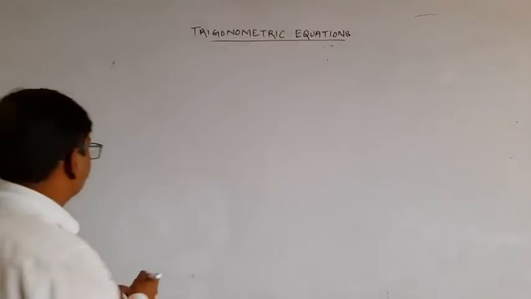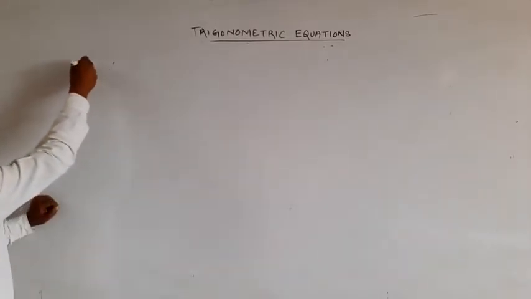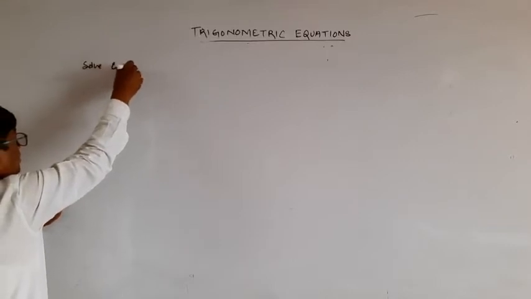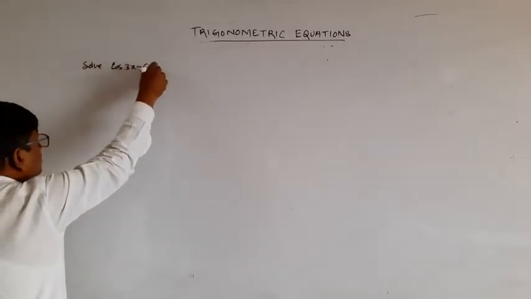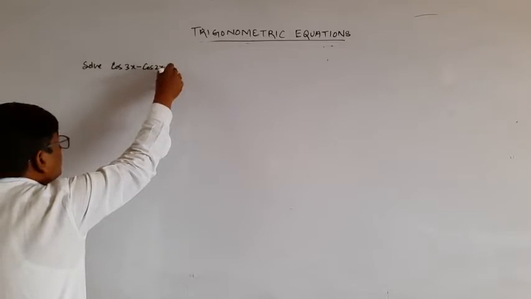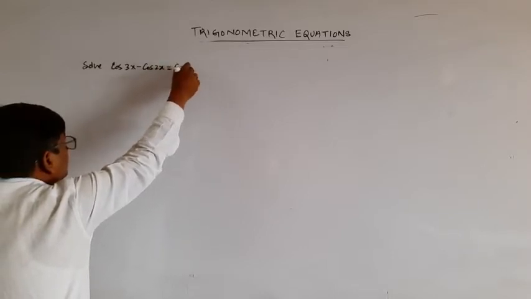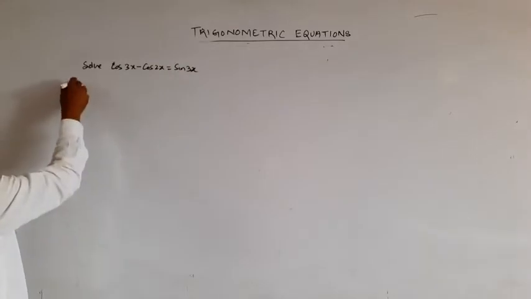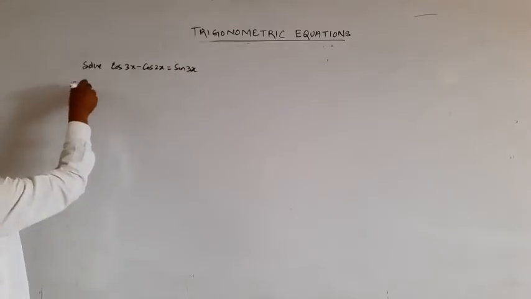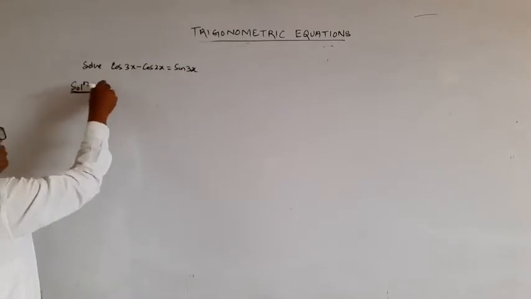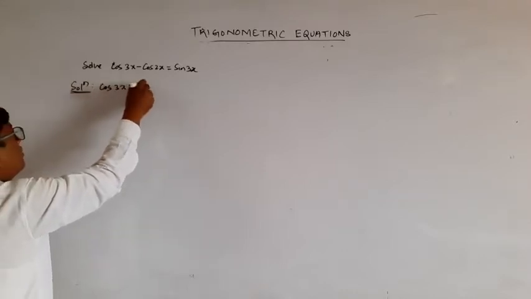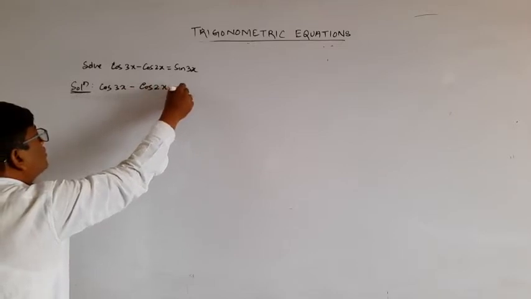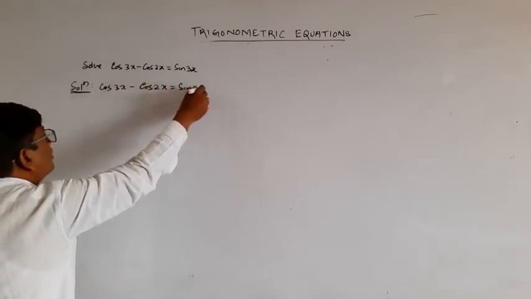Solve cos 3x minus cos 2x is equal to sin 3x. Okay, so the solution is what? Cos 3x minus cos 2x is equal to sin 3x.